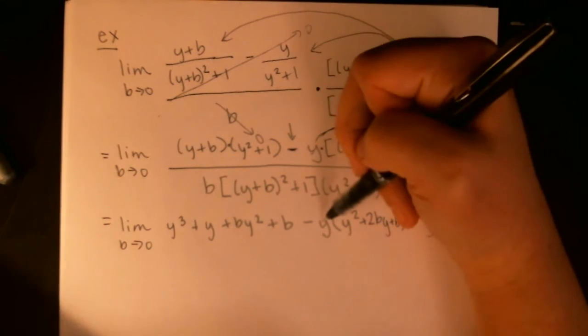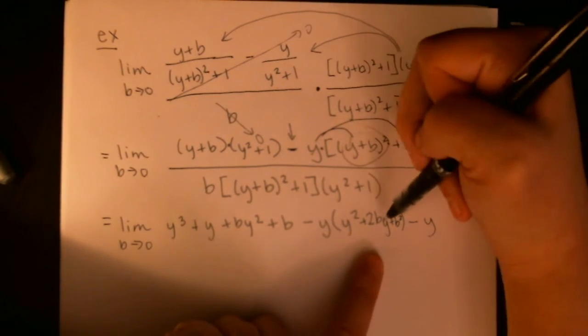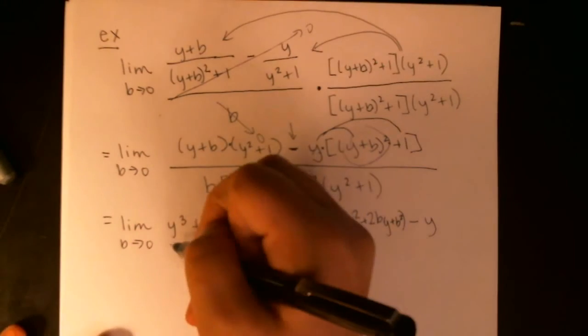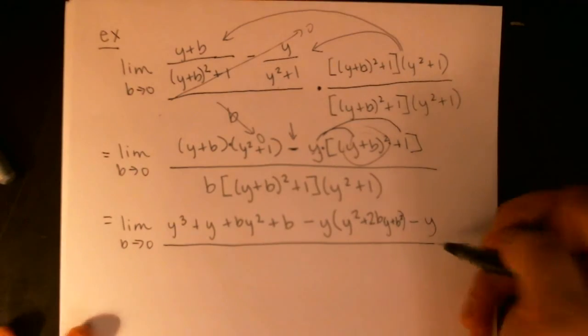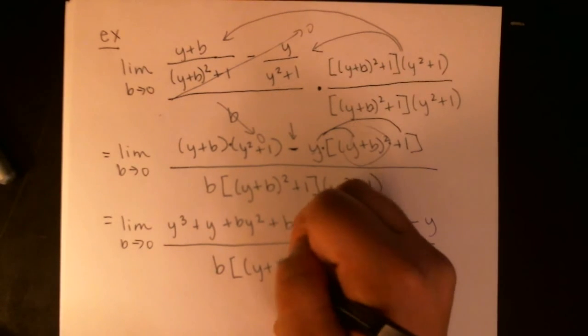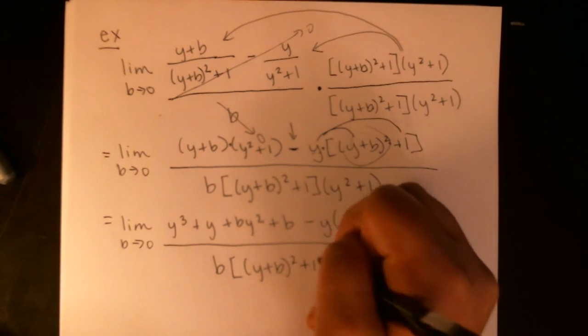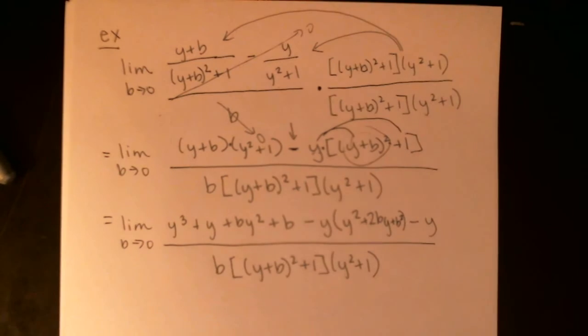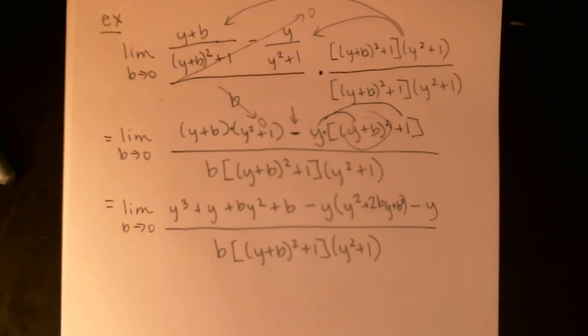Okay, so there's my y times this whole thing, and then here's my y times the 1. Make sure that minus sign gets distributed through. That's, again, the number one mistake I see, people not distributing minus signs, and then stuff doesn't drop out like it's supposed to. Okay, so believe it or not, I would say that's better.